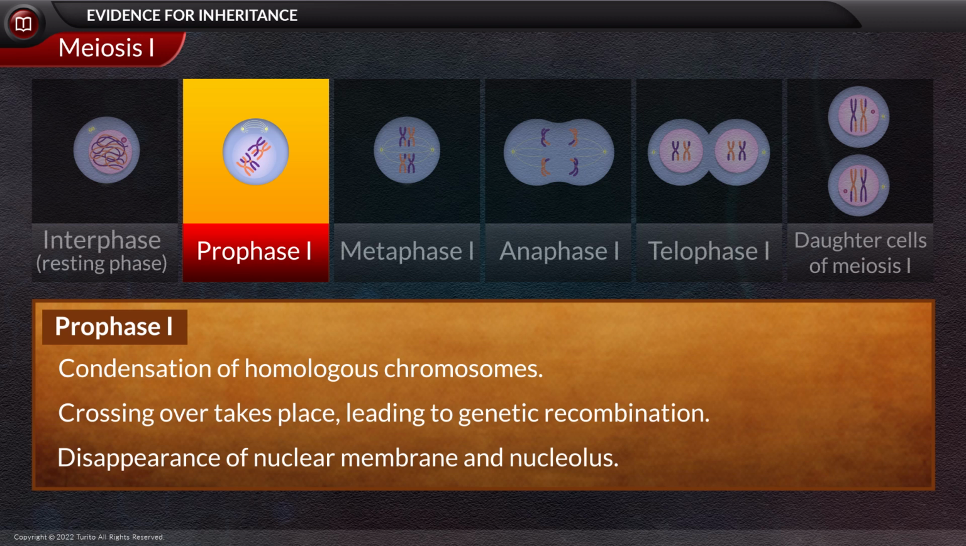During prophase I, there is the condensation of homologous chromosomes towards each other by synapsis. Later, crossing over takes place, leading to genetic recombination. The disappearance of nuclear membrane and nucleolus is observed.